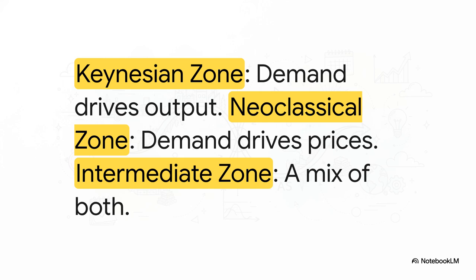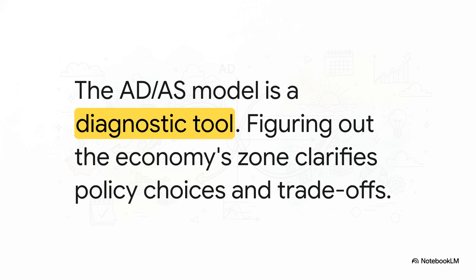Then, way up on the steep part, that's the neoclassical zone. Here, the economy is running at full capacity. Trying to boost demand here just gives you higher prices, inflation. And in the middle, that's the intermediate zone, where you get a little bit of both. So here's the bottom line. The AD/AS model isn't just some abstract graph. It is an incredibly powerful diagnostic tool. By figuring out which zone the economy is in, policymakers can get a much better idea of the challenges they're facing and the trade-offs involved in trying to manage unemployment, inflation, and growth.